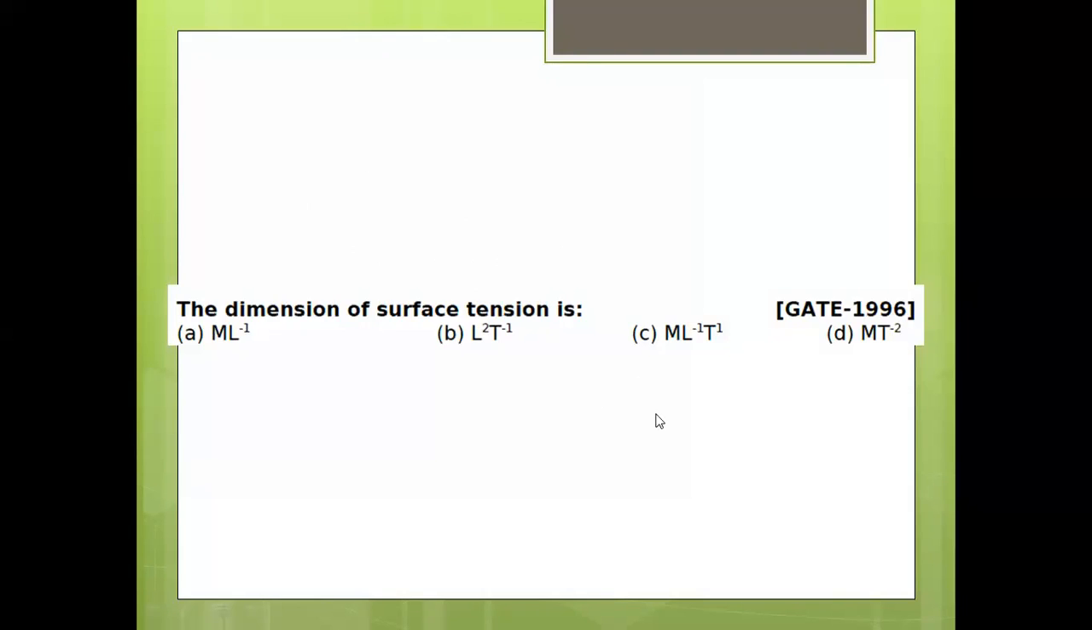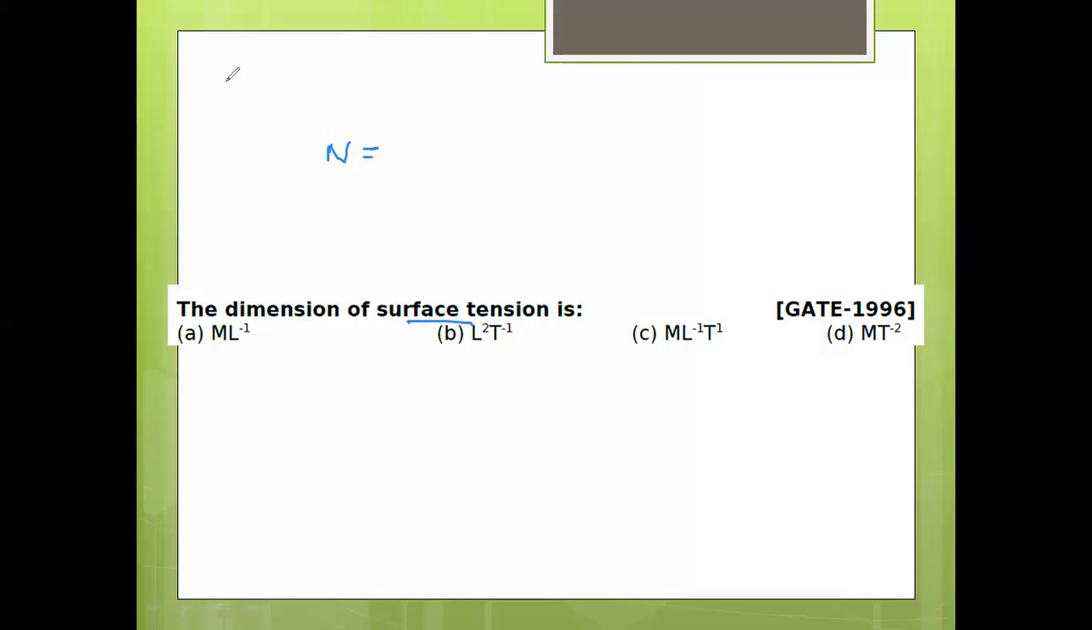Option A, option B. Yes, anyone? Option A. What is the dimension of Newton?